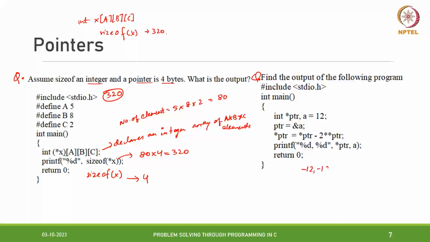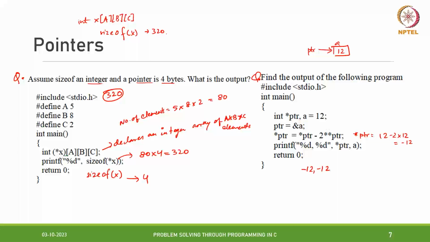Right. So minus 12 comma minus 12, because you had some value a which was 12. You said I'm having a pointer which is pointing to this. Then you are basically saying that star PTR equals star PTR, which is 12 minus 2 into 12. It is minus 12.